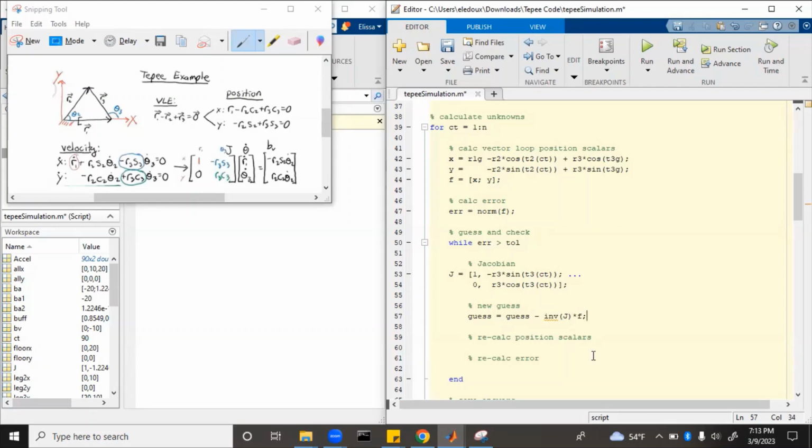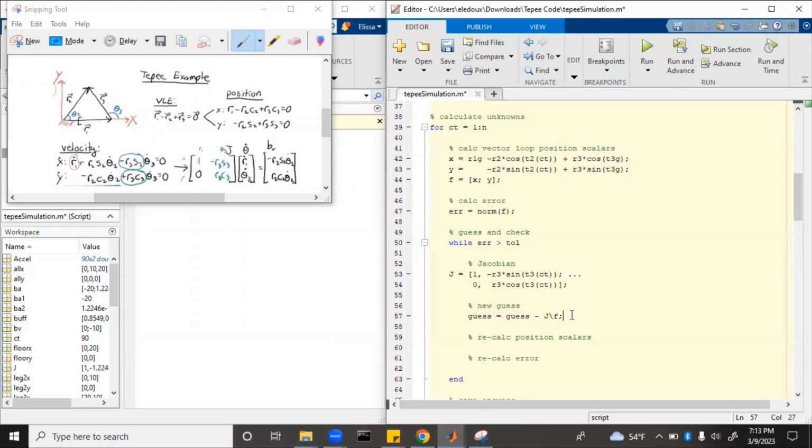Now you can see the INVJ is underlined. It says this is slower and less accurate than a backslash. So we can just do J backslash. Both ways work, just to be clear, both ways are fine. But since MATLAB prefers J backslash, we'll just put that and make it happy. Now you can see the square is green again.